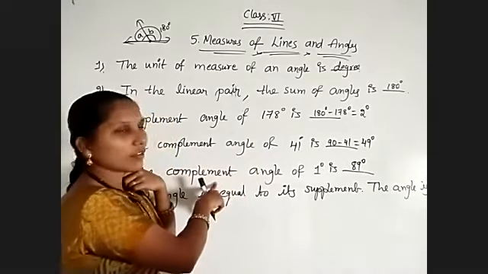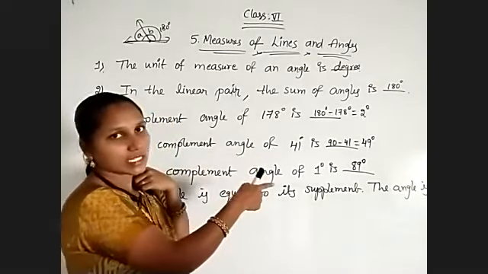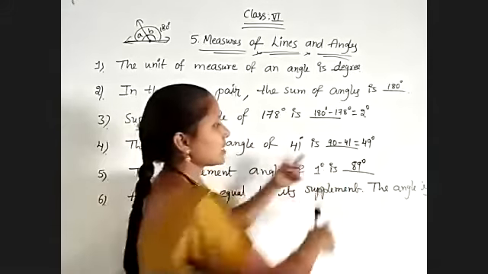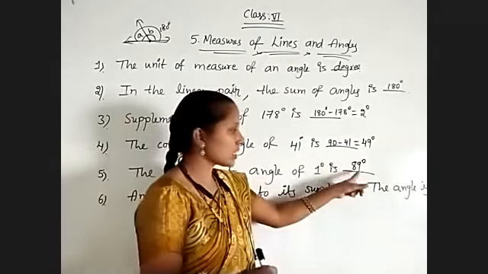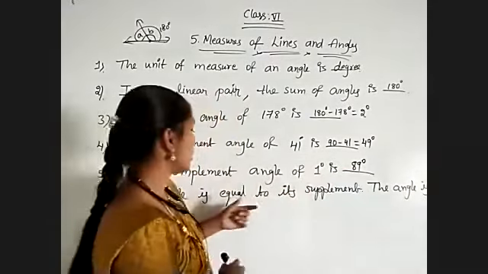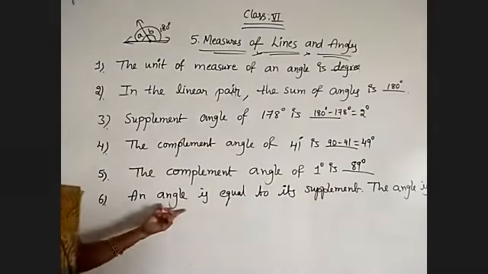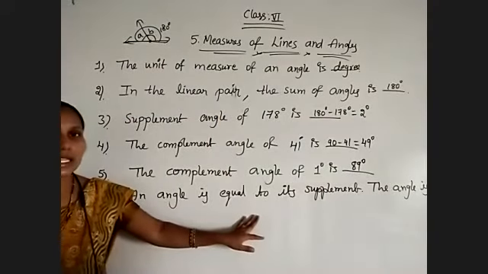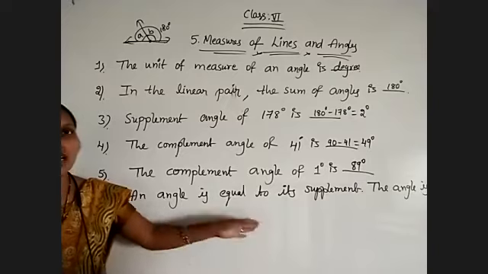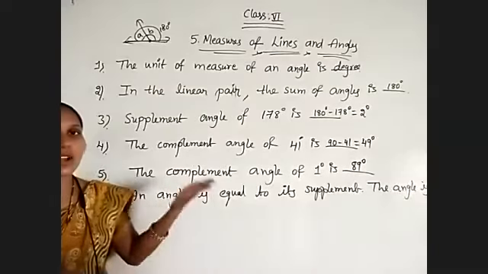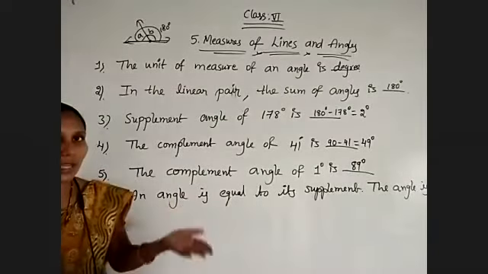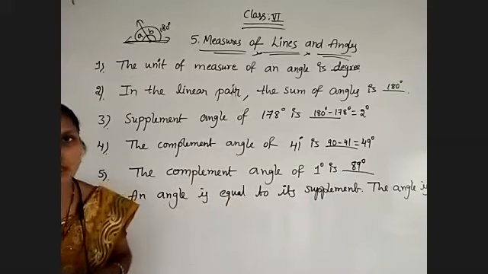Complement is 90 minus x. And the complement of 1 degree: 1 plus 89 is 90, or 90 minus 1, which is equal to 89 degrees. The angle which is equal to its supplement is 90 degrees, half of 180 degrees. The angle which is equal to its complement is 90 by 2, that is 45 degrees.